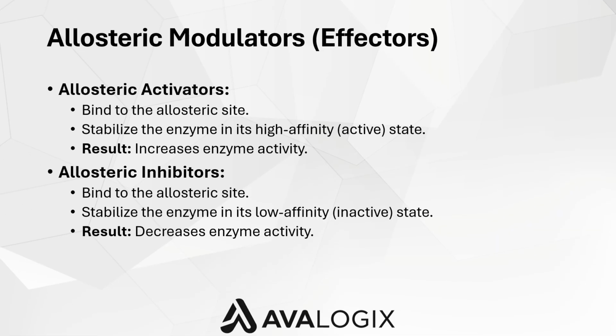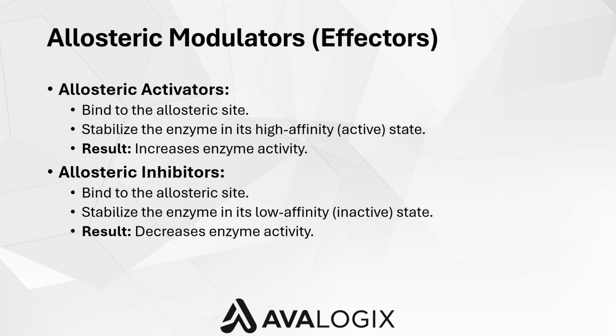These allosteric modulators, or effectors, are the signals that tell the enzyme what to do. They fall into two main categories, defined by their action. First, we have allosteric activators. When an activator binds to the allosteric site, it stabilizes the enzyme in its high affinity, or active state.